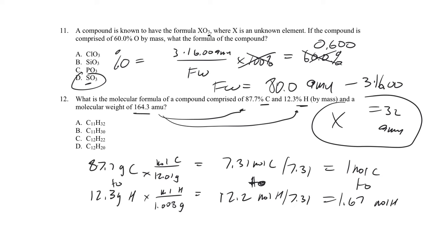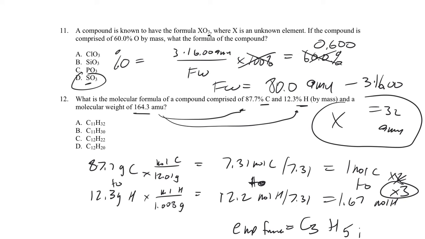And so we start thinking, okay, do we double? Times 2 doesn't work, it's 3.3. How about times 3? That works. So we go times 3 here for both of them. So C3 H 1.7 times 3, so 1.67 times 3 is 5. So the empirical formula we get from the percent by mass is C3H5.